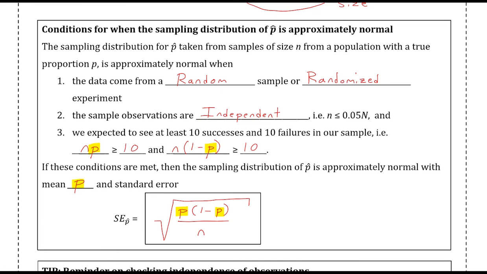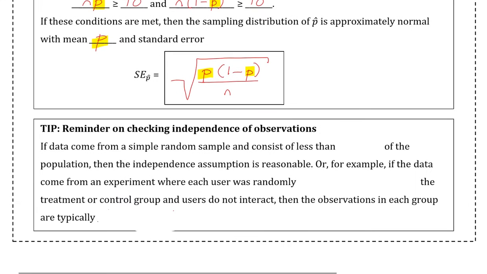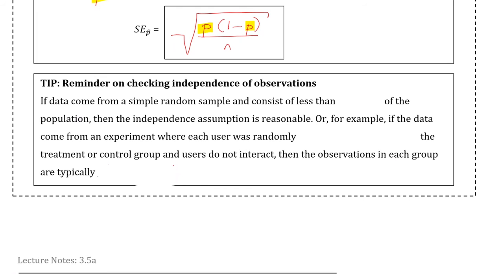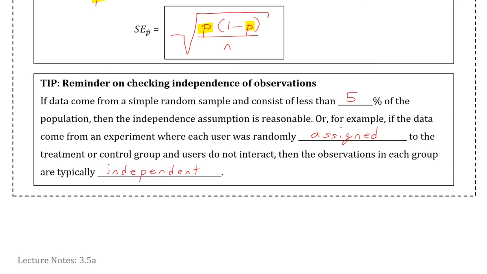As for the requirement on independence, if data comes from a simple random sample and consists of less than 5% of the population, then the independence assumption is reasonable. Or, for example, if the data come from an experiment where each user was randomly assigned to the treatment or control group, and users do not interact, then the observations in each group are typically independent.